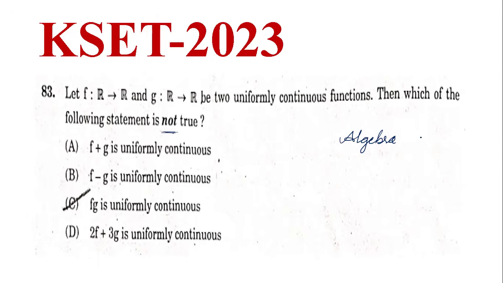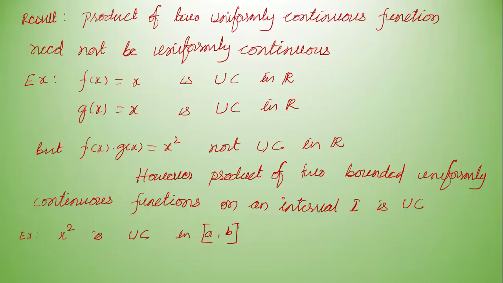Algebra of uniform continuity. Question based on algebra of uniform continuity. F minus G is uniformly continuous. F into G is uniformly continuous. D. 2F plus 3G is uniformly continuous. The concept is one result is there.